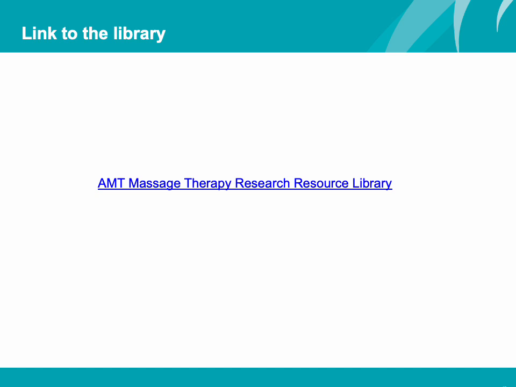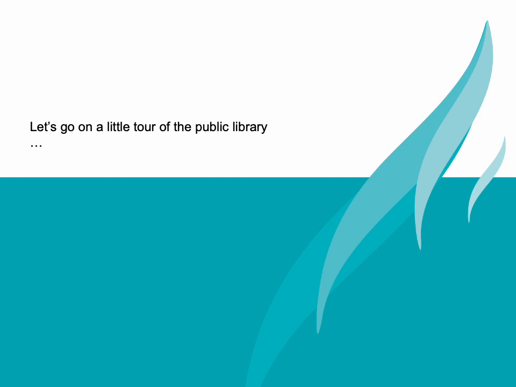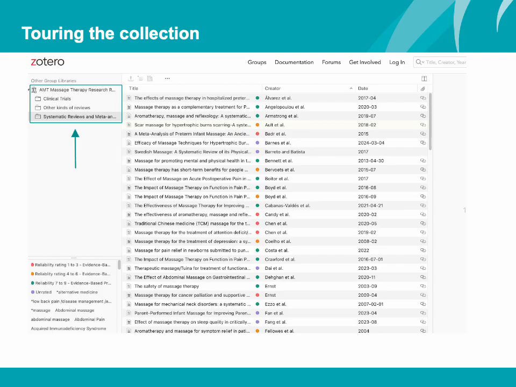The hyperlink in this slide takes you to the library in Zotero where the AMT research resource is publicly accessible. So without further ado, let's go on a little tour of the public library. This slide shows how the AMT research resource will display in your web browser. We've drawn a teal rectangle around the library title and its 3 subfolders.